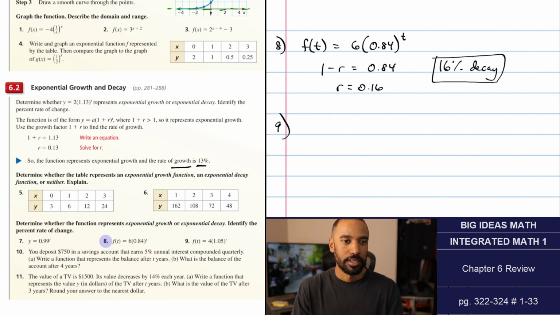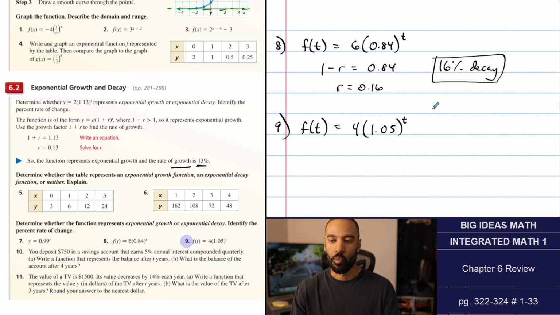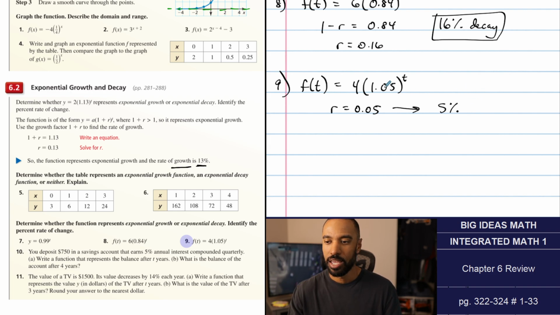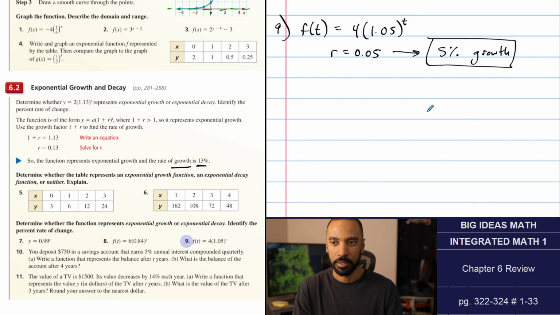Number 9 is more like the example one because this is growth. You can tell that this one's growth because we are adding something to 1. These are probably easier for you to calculate. 1 plus what is 1.05? Well, 0.05. 0.05 represents 5%, not 50%. And because it's increasing, this is a growth. So 5% growth on this one. Exponential, by the way. These are our exponential growth and decay.